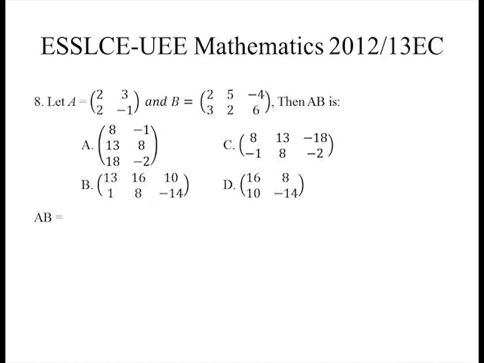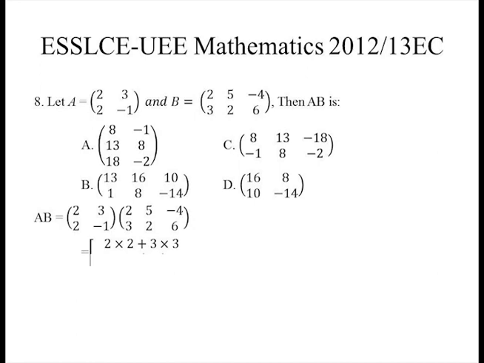AB is equal to matrix A, that's a 2 by 2 matrix having elements of first row 2, 3 and elements of second row 2, negative 1, times matrix B, that is a 2 by 3 matrix with elements of first row 2, 5, negative 4 and elements of second row 3, 2 and 6. Follow these steps to determine this multiplication. First, determine the sum of the product of row 1 of matrix A with column 1 of matrix B, that's 2 times 2 plus 3 times 3.